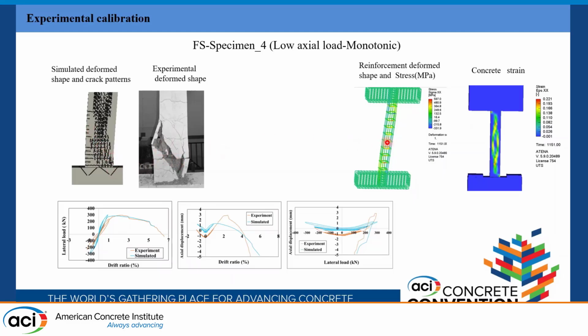Also, we see that the transverse reinforcement has a red color here. That shows that they are in high stress, and we expect these columns to have yielding in the transverse reinforcement because they are failing by shear, and it shows the concrete crushing as well.